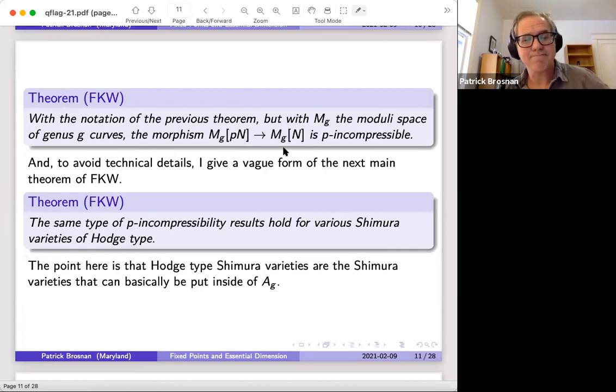So the level structure on a curve consists of a symplectic isomorphism from H1 of the curve to Z mod N to the 2G. And they get this by just embedding the curve. So it's not technically true that MG embeds into AG, but it's a double cover onto the image, and that's okay for them.